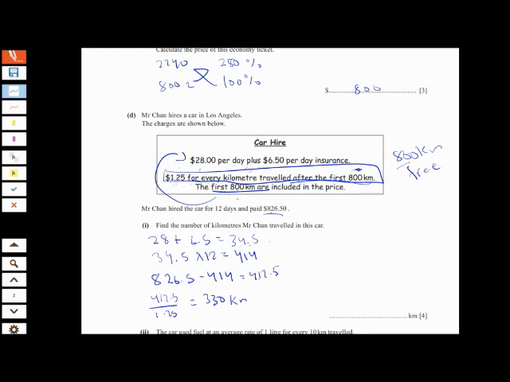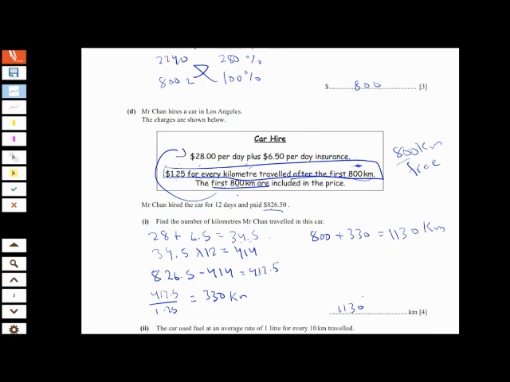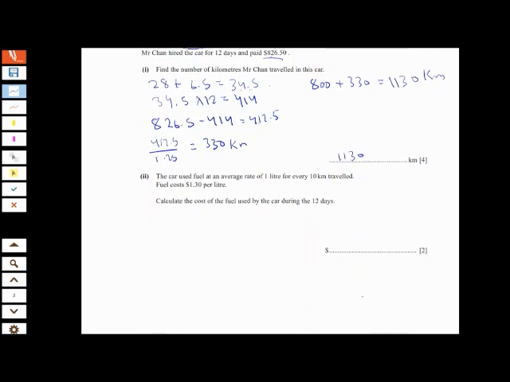And so they want his total, how many kilometers he traveled in this car. So basically you have to add now 800 kilometers plus 330 kilometers to find out his total, we'll call it mileage. 1,130 kilometers. That is your answer. Okay, I hope you understand. Now moving on to the next question.